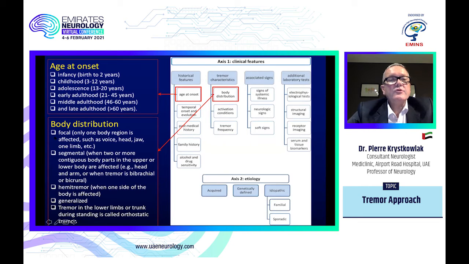So body distribution. The tremor can be focal when only one body region is affected, such as voice, head, jaw, one limb. The tremor can be segmental when two or more contiguous body parts in the upper or lower body are affected, for example, head and arm, or two arms or two legs. You also have the possibility of a hemitremor when one side of the body is affected, and of course, it can also be generalized. And by definition, tremor in the lower limbs or trunk during standing is called orthostatic tremor.